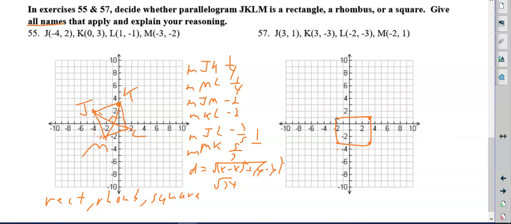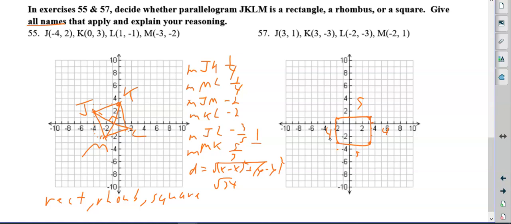Okay. And the nice thing about this is we know we can measure the lengths. So the length of this side is 1, 2, 3, 4, 5. The length of this side is 5. This side is 1, 2, 3, 4. And this side is 4. So right off the bat, we know it's not a square. And it's not a rhombus, because the sides are not equal.